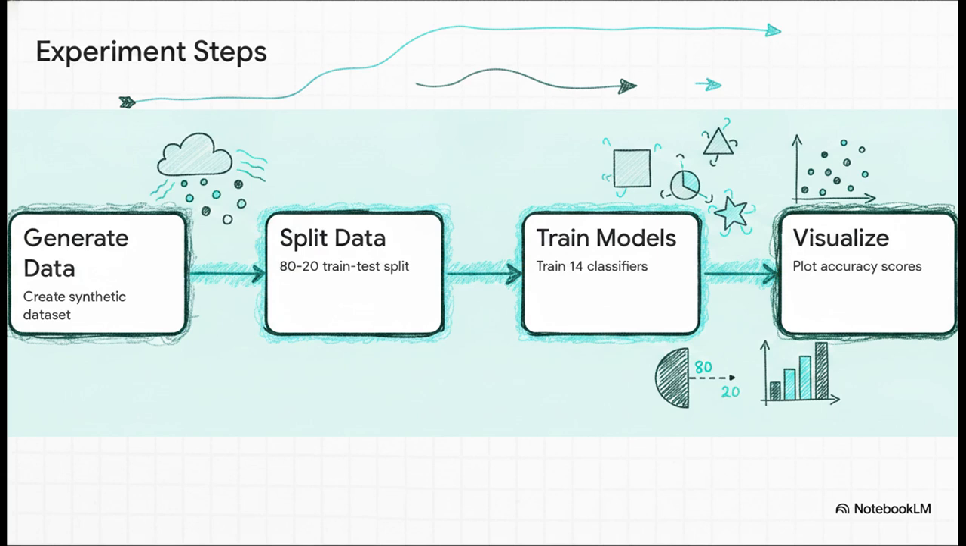Step 1, we generate. Step 2, we split. Step 3, we train, and Step 4, we visualize. It's a clean, super logical pipeline that actually forms the backbone of countless data science projects out there.